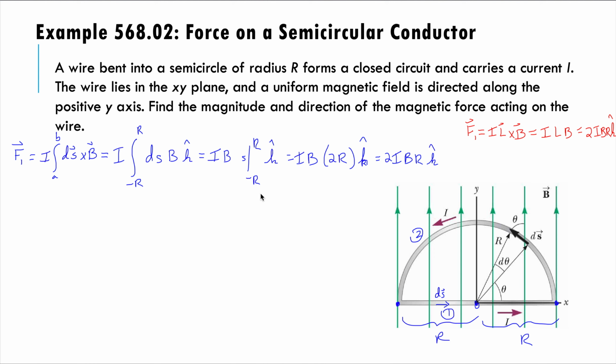Okay, now we're ready to move on to segment 2. Let's find the force on segment 2. We're going to write our integral, I ds cross B, from A to B. And remember the first step, right? The first step is to go ahead and draw a ds on your current wire. So it has been drawn for us already.